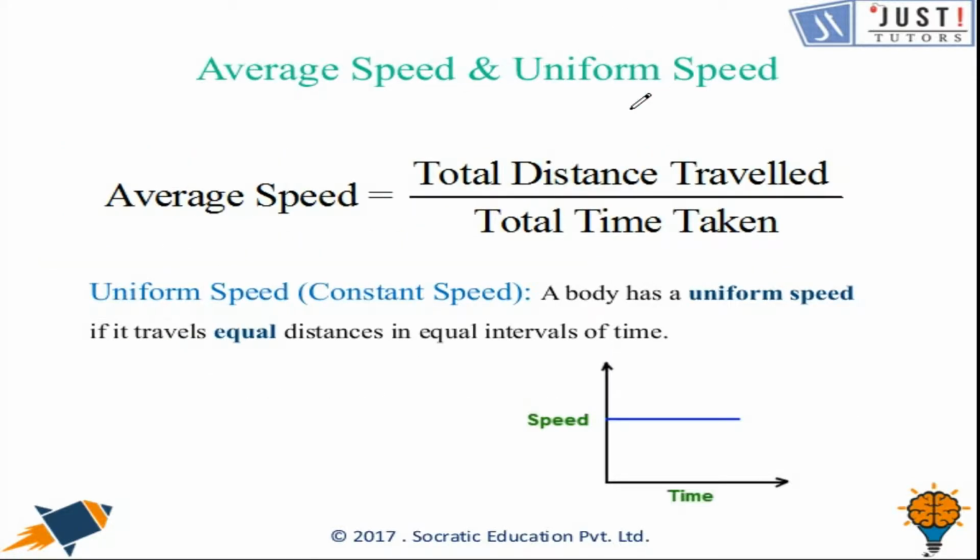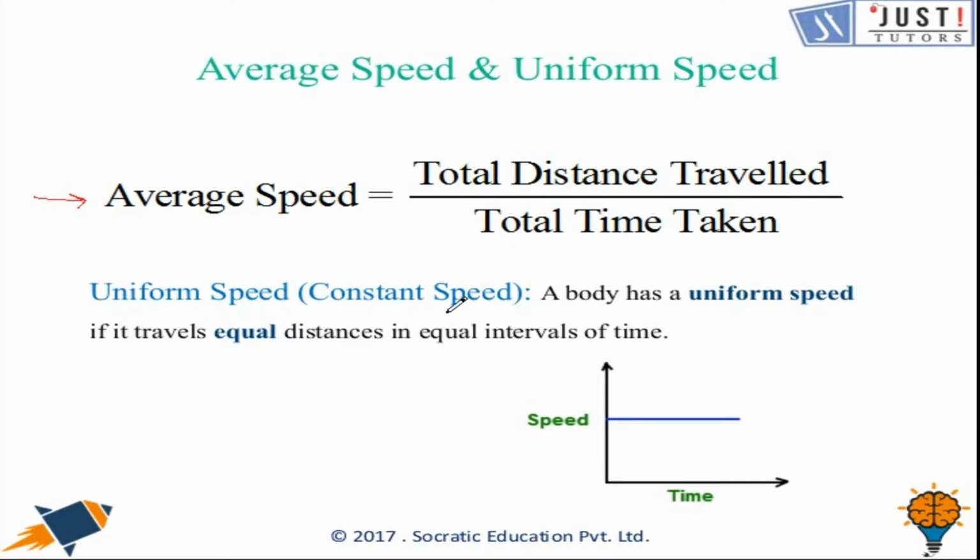Then the next is average speed and uniform speed. The average speed of a body is the total distance traveled divided by the total time taken to cover the distance. The formula to work out average speed is given here. We can see that average speed is equal to total distance traveled divided by total time taken.